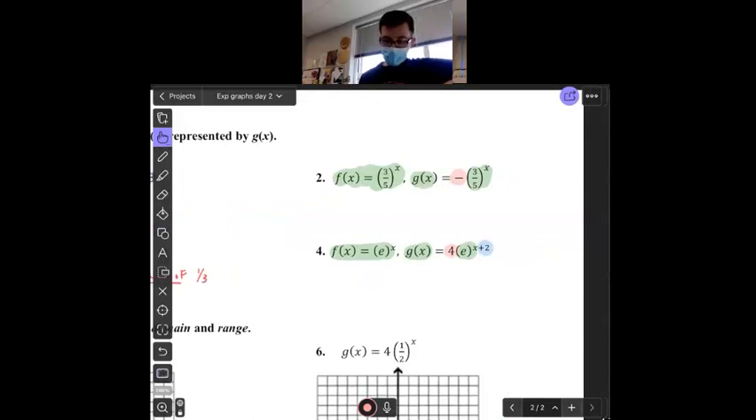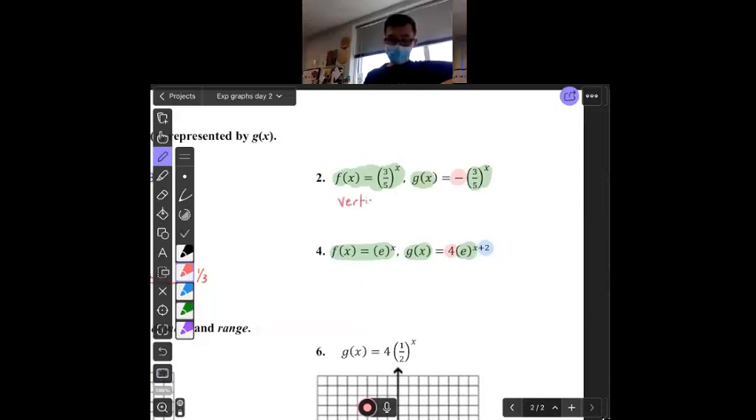Looking over at 2, see that negative there? Negatives are reflections. You can say a vertical reflection, or you can say reflection over the x-axis. Again, there are horizontal reflections, there are reflections over the y-axis, we just don't do them. I prefer to say reflection over the x-axis. So one of those two phrases would be the right thing to say there.